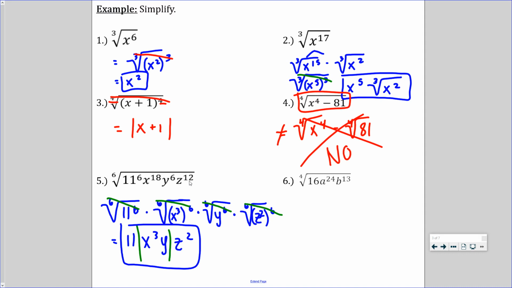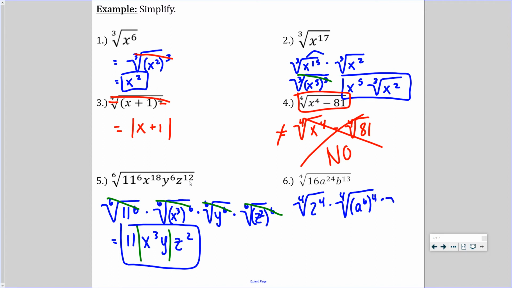What if I have something like this? You must split, where, look at my B, I have 13. I'm like, ooh, 13. 12. Okay, let's see what we can do. First of all, could I write 16 as a perfect fourth power? 2 to the 4th. Okay, that's good. What about 24? It's 6 to the 4th.